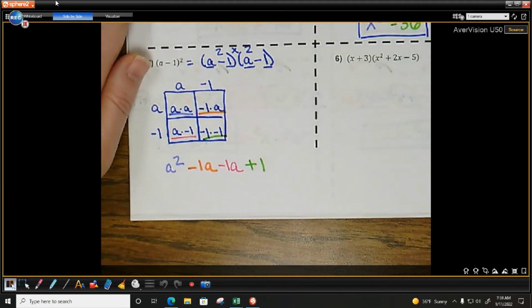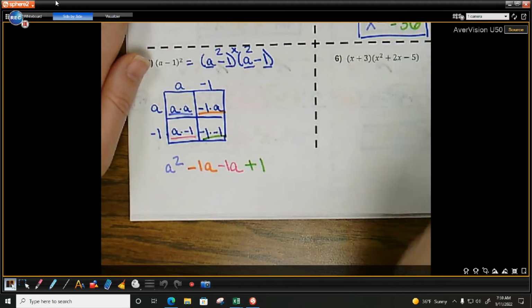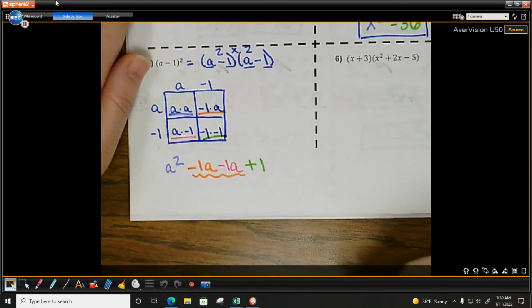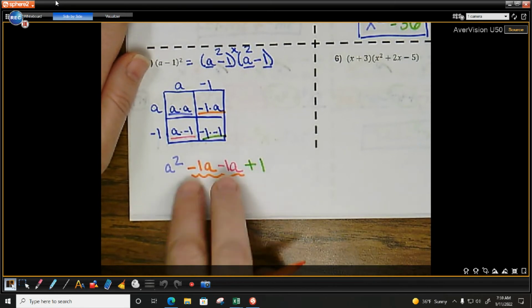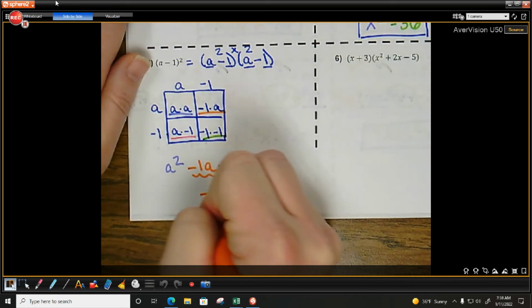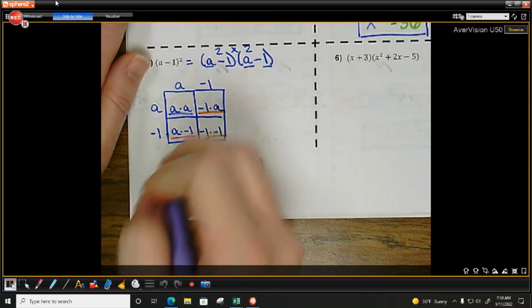Are my middle terms like terms? What's negative 1a minus 1a? Negative 2a. They don't cancel because they're both negative. So you add the numbers. 1 plus 1 is 2. They're negative, so it's a negative 2a. Remember, when you add and subtract, your exponents do not change.